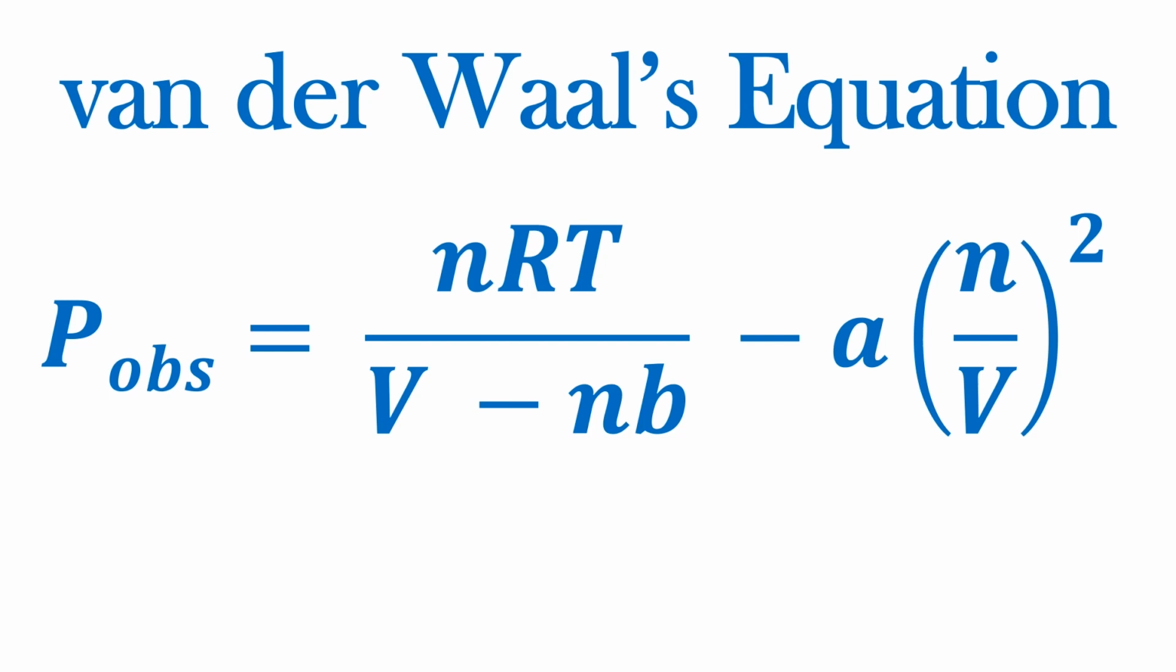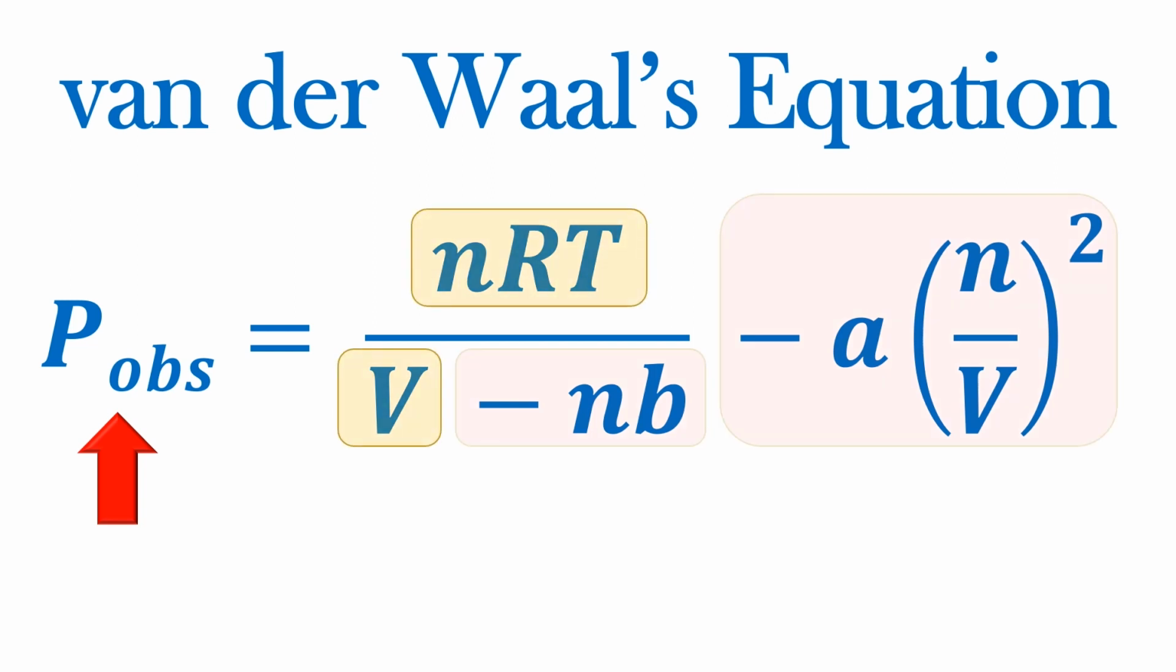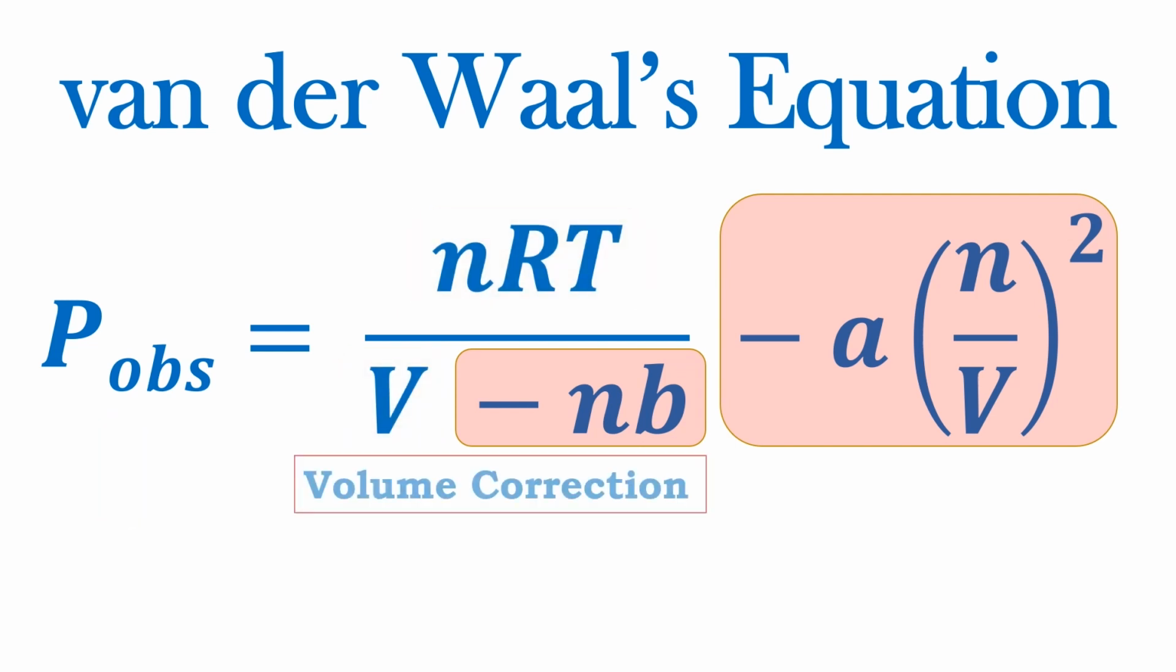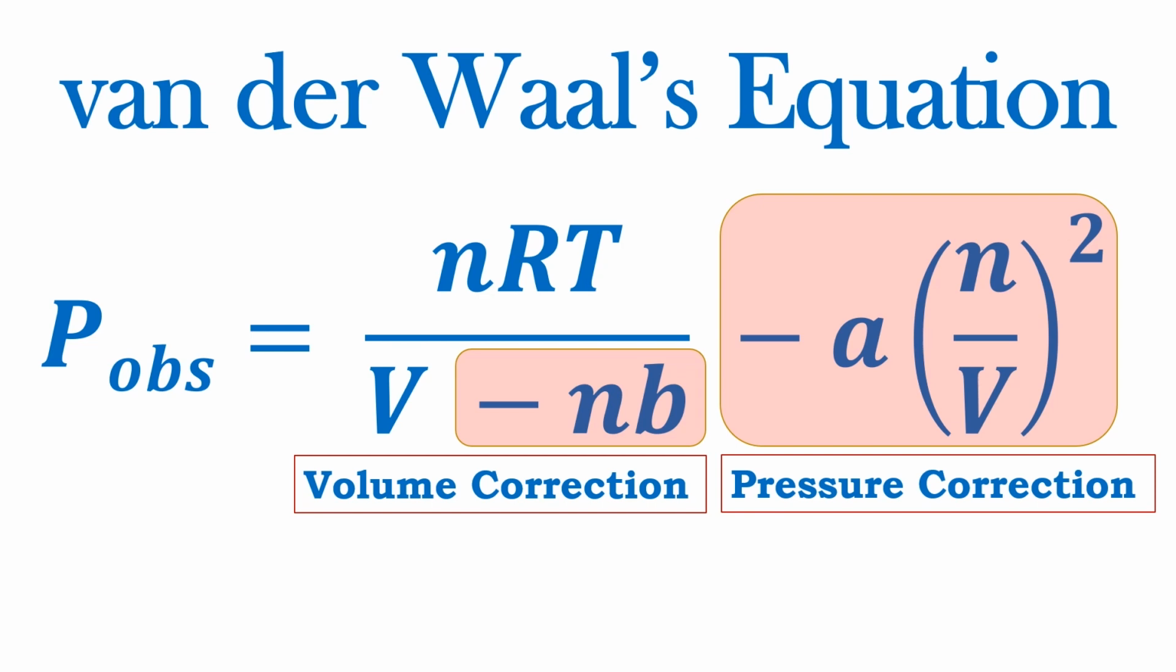While a few equations have been proposed, van der Waals equation is most commonly used in general chemistry. Van der Waals equation attempts to find the observed pressure of a real gas. Notice how the equation is built off the ideal gas law, but with two obvious corrections. The minus nb term is called the volume correction, and the minus a n over V squared term is called the pressure correction. Let's discuss these corrections.